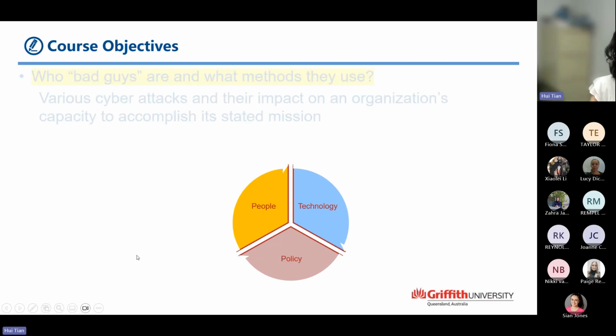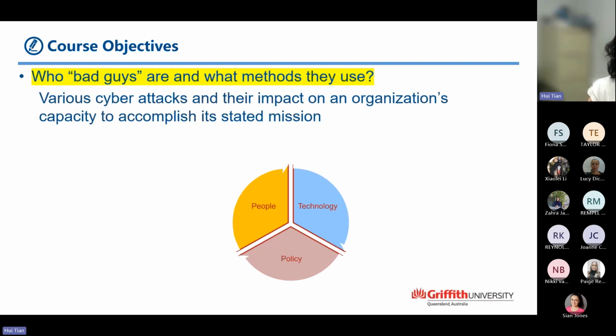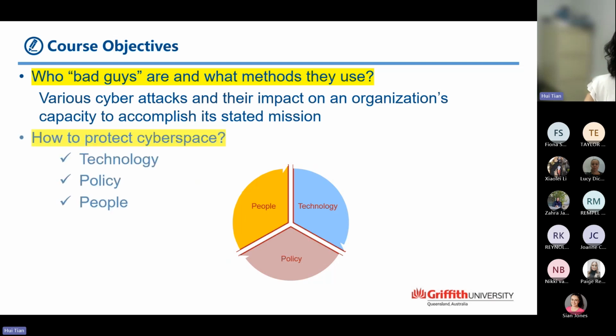Now about the objectives of this course. We will learn who those bad guys are and what methods they use to attack people or hack particular systems. We'll also learn how to protect cyberspace from 3 aspects: technology, people, and policy. When we talk about protecting cyberspace, we have to protect from each aspect. We can't just say technology solves everything. That's not the truth. So we have to consider that all 3 dimensions are covered, and we'll talk about how to protect in these 3 dimensions.